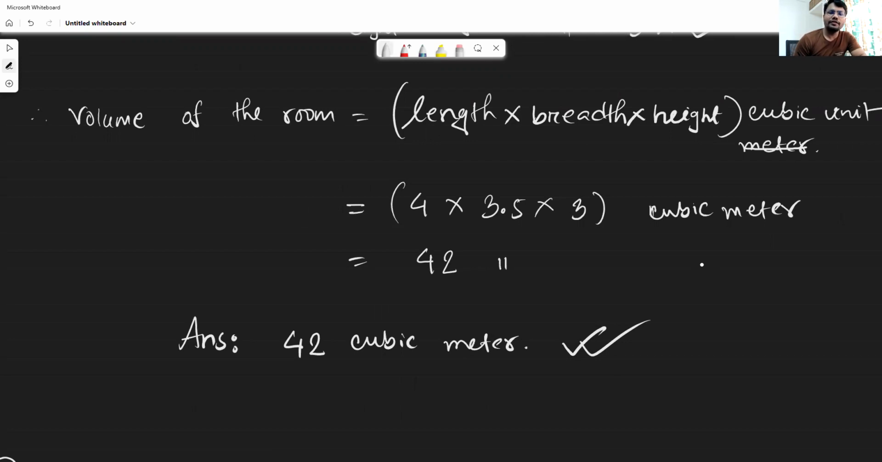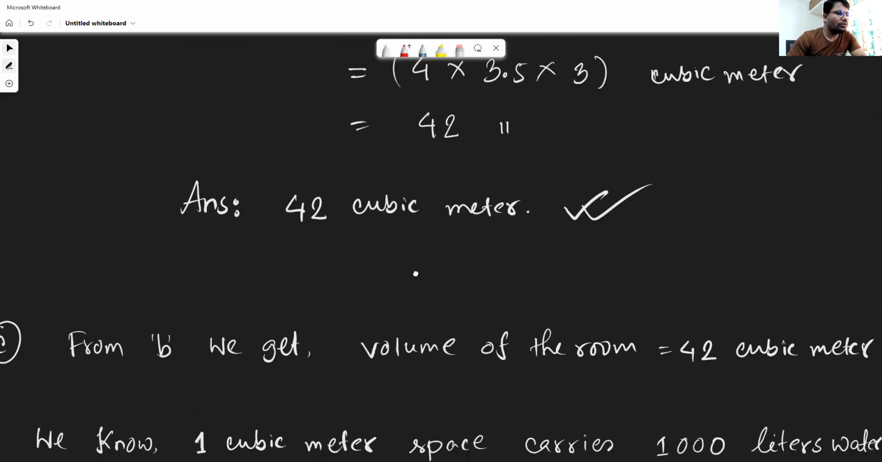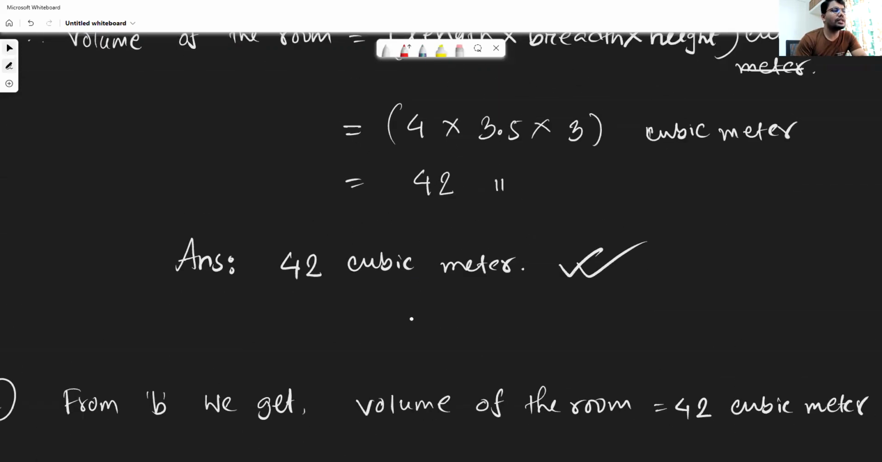Then the next question: what will be the weight of the air inside the room? The relation is given between air and water. So now we have to know how we can convert cubic meter to the weight of the air or weight of the water. First of all, suppose this is a container whose length is 1 meter, breadth is 1 meter, height is 1 meter. In every side, its length, breadth, and height are 1 meter.